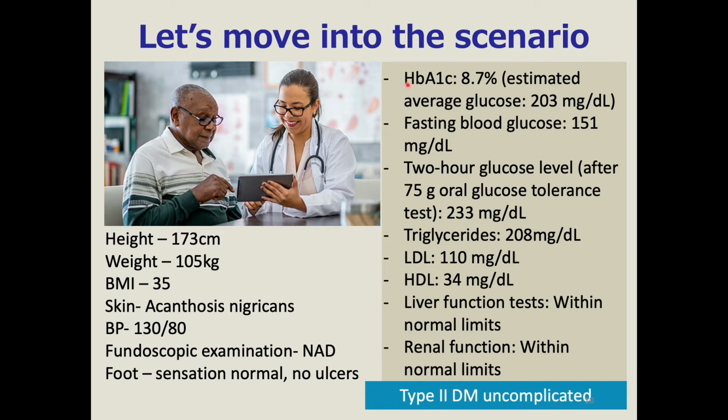So the investigations: HbA1c is 8.7, which is high, and fasting blood sugar is 151. The OGTT result is 233, and TAG is 208, LDL 110, HDL is 34. Liver function and renal function are normal. So we can come to the conclusion that this patient is a type 2 diabetic patient without complications. So, type 2 diabetes, uncomplicated.